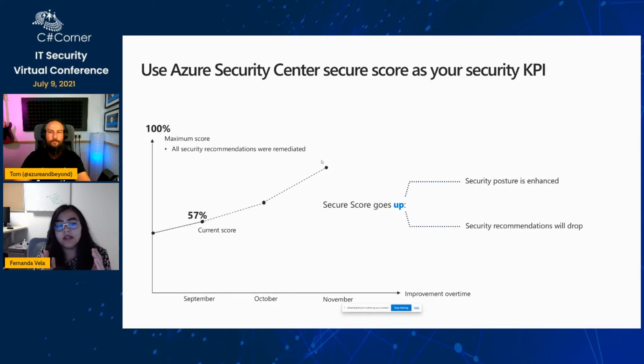because when you start, for example, here in September, you start with a 57%. And then you start remediating certain recommendations that go along with the instructions that you have in your enterprise, in your environment. So you start seeing some progress, right? So maybe you're going to start increasing your secure score by October and November. And so whenever secure score goes up, you have two things that are going to start happening. Your security posture is going to be enhanced.